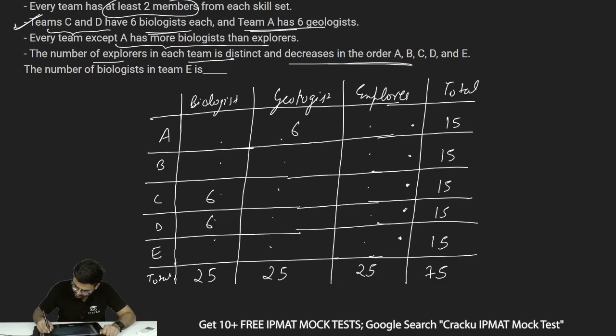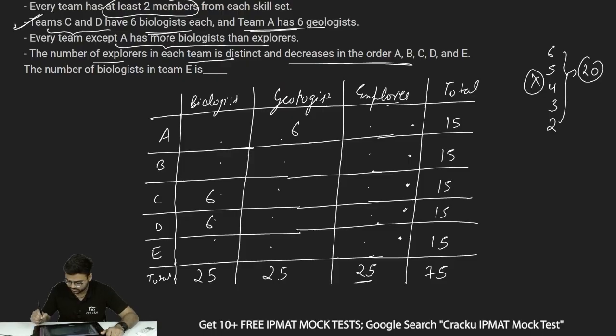Or maybe let's take the number of explorers as 2 in E. So for D it should be 3, for C it should be 4, for B it should be 5 and for A it should be 6. So the total sum is 6, 5, 11, 4, 15, 3, 18, 2, 20. 20, but we need 25 members, so this cannot be a valid case.